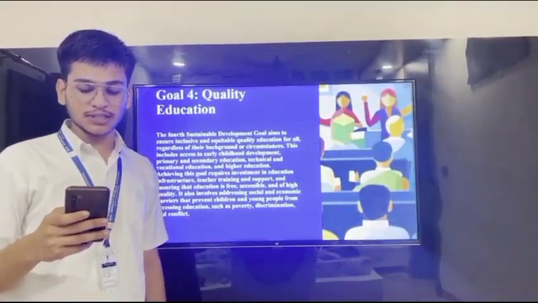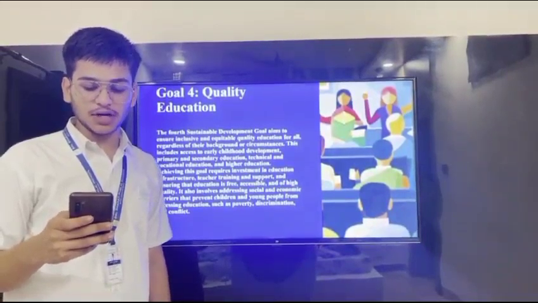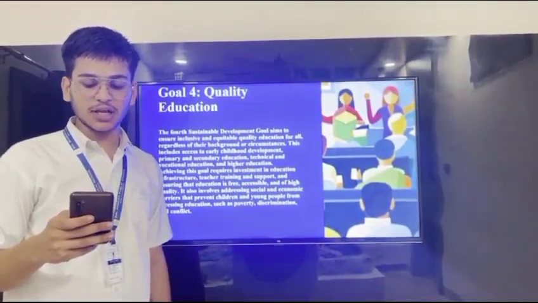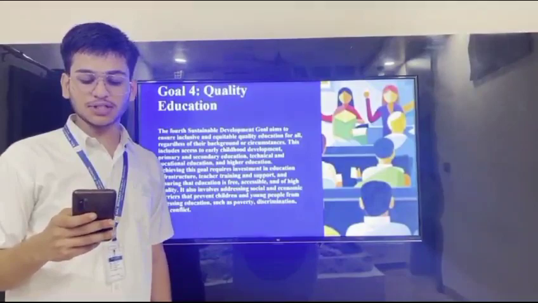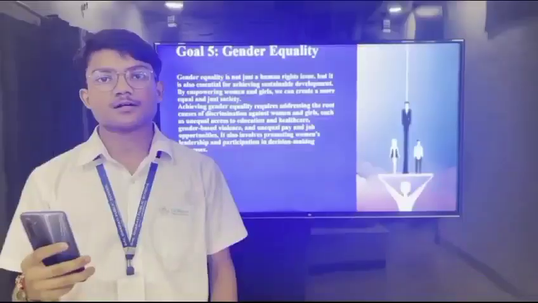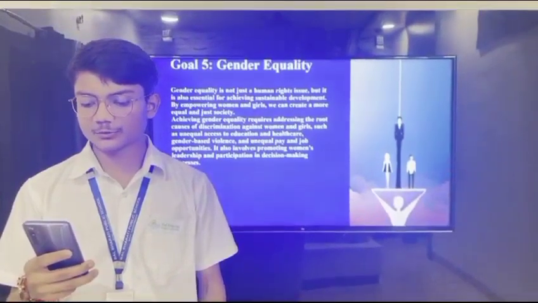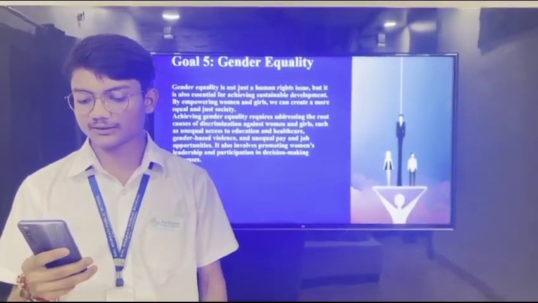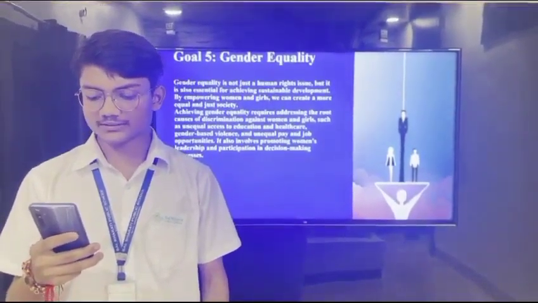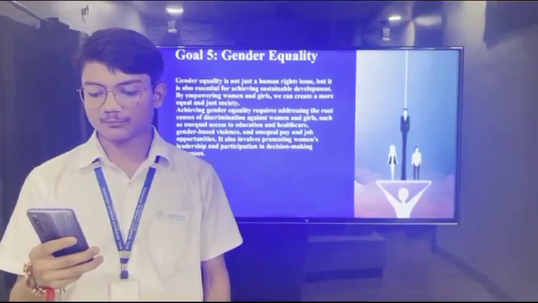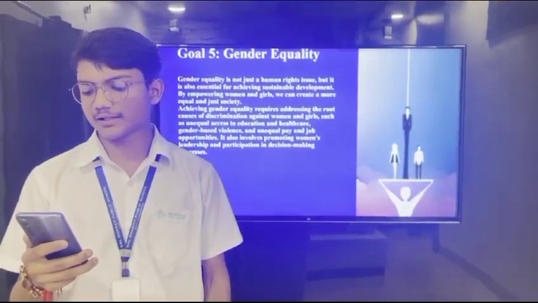It also entails tackling issues like poverty, inequality, and violence that impede children and young people from receiving education on a social and economic level. Now, goal 5, which is gender equality. In addition to being a matter of human rights, gender equality is crucial to attaining sustainable development. We can build a more equal society by empowering women and girls.